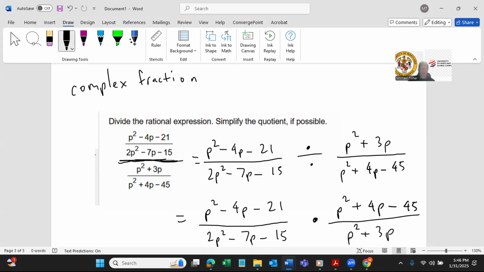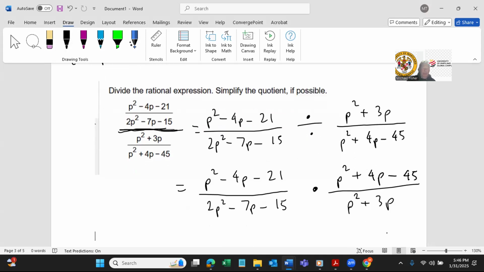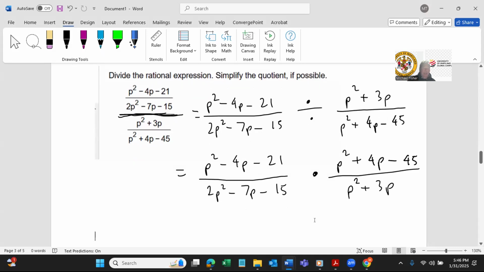Now it's a multiplication of fractions problem. To multiply two fractions, it's easier to simplify first and then multiply. To simplify, we want to factor each of these polynomials down. So let's first try to factor p squared minus 4p minus 21.